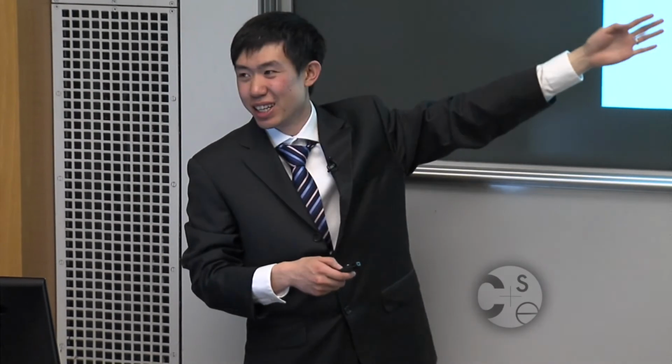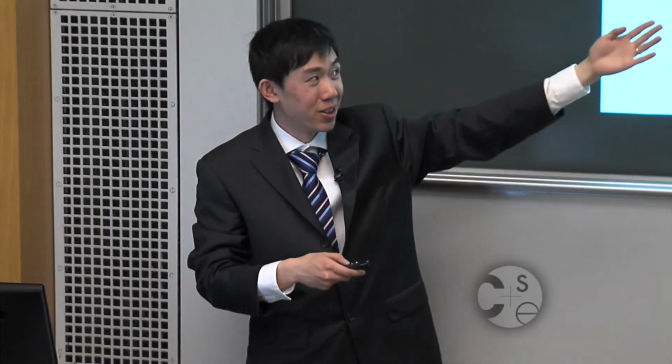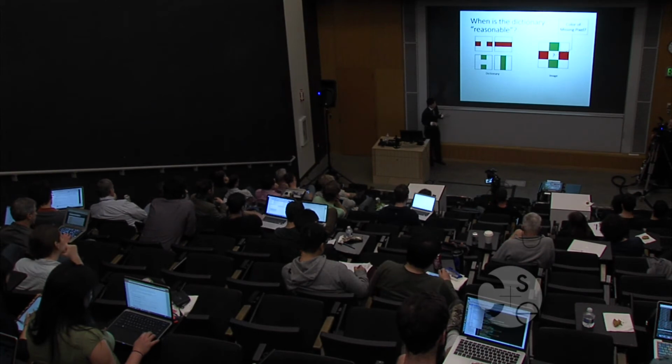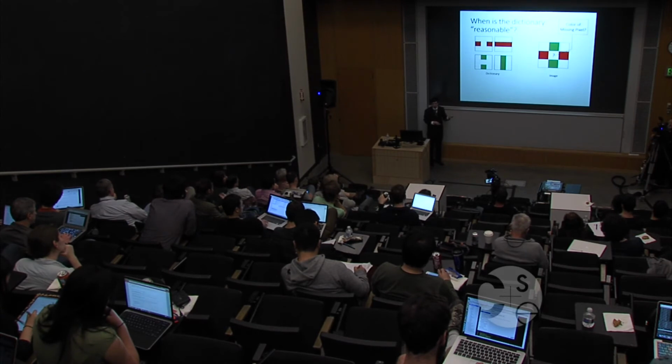So in this case, the point is we really don't know what is the color of this missing pixel. And that is really bad, right? Because we want to apply the sparse coding algorithm to applications like image completion. But if the dictionary that I eventually learned cannot solve this toy image completion problem, there must be something that's not good. And what have we learned from this example? Why can't we decide what is the color of this pixel?